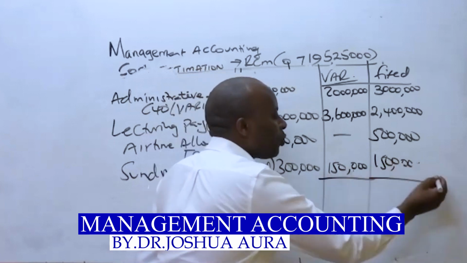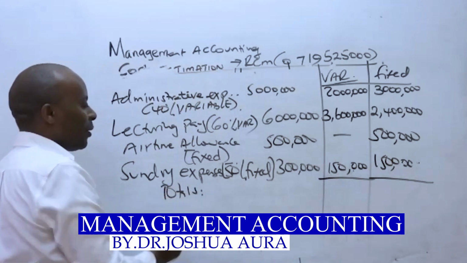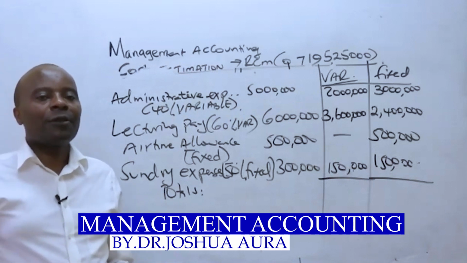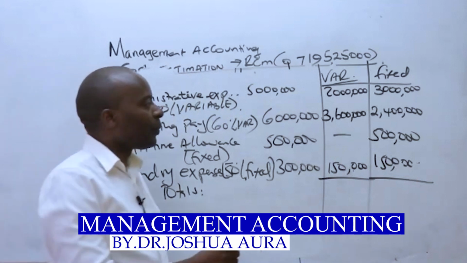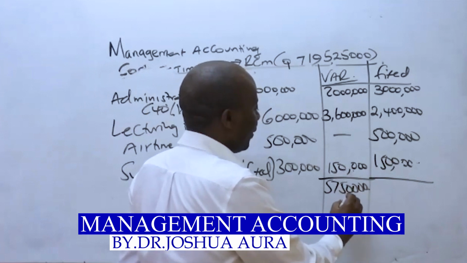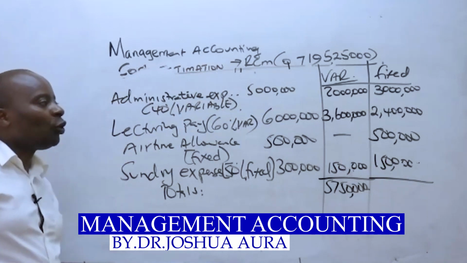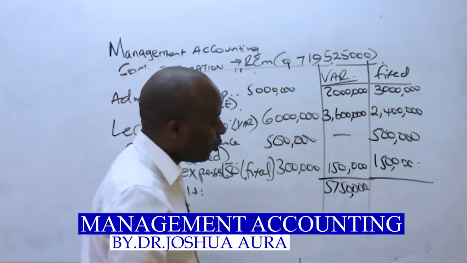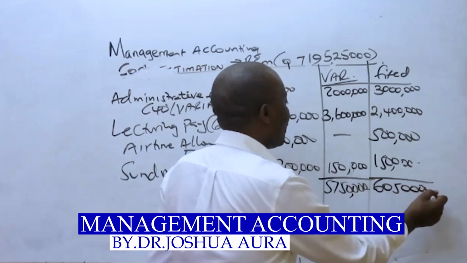And that is it. So please come and give us the totals. Please give us the totals. How about the total for fixed: 3 million plus 2.4 million plus 500,000 plus 150,000? What would be 50,000? Thank you very much.